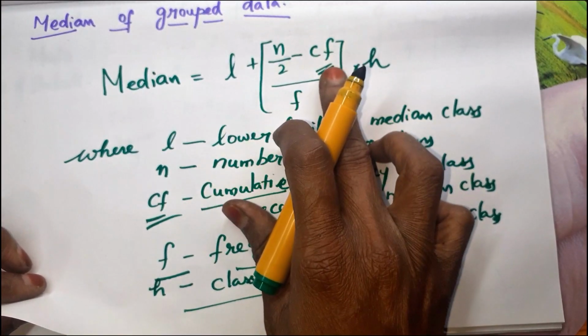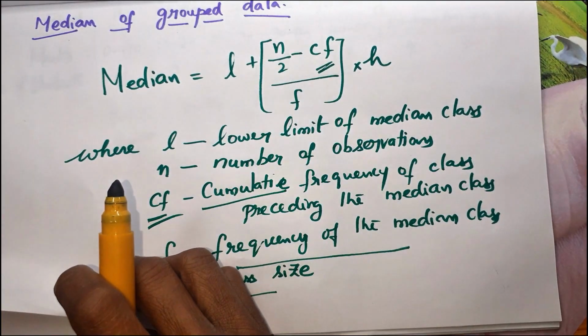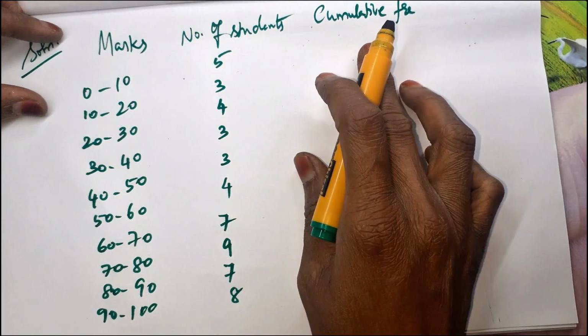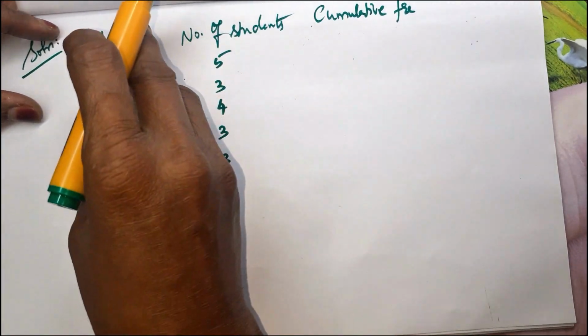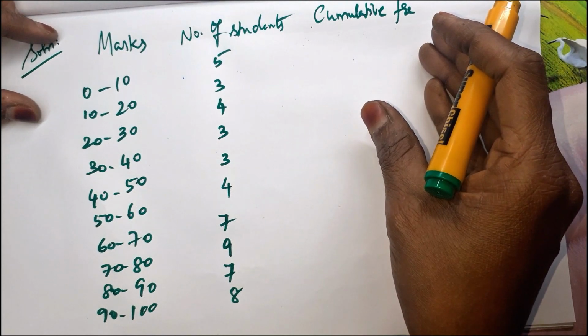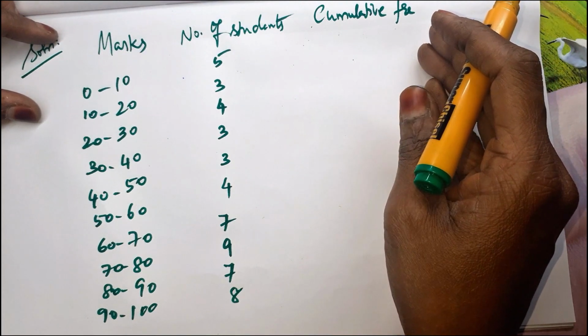First we have to find the cumulative frequencies. Come to the solution. For using the formula, first we have to find the cumulative frequencies. These two are the data given, and the third column is the cumulative frequency. How to find the cumulative frequency?